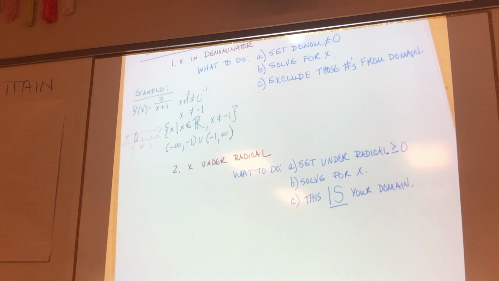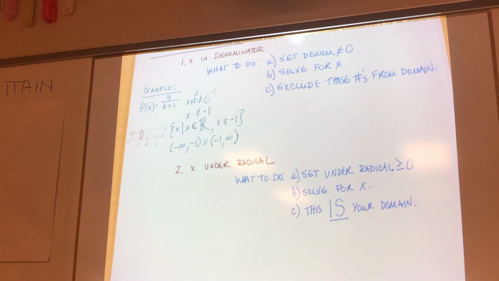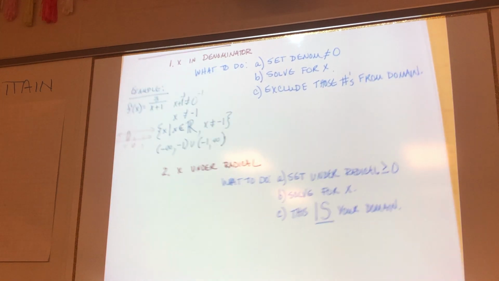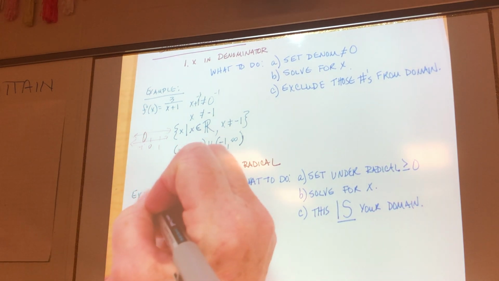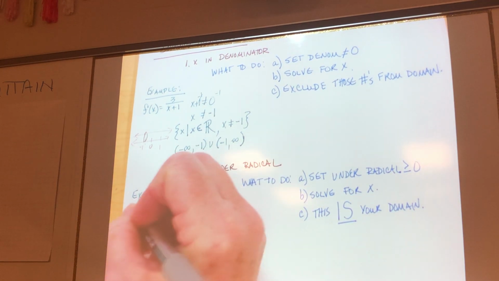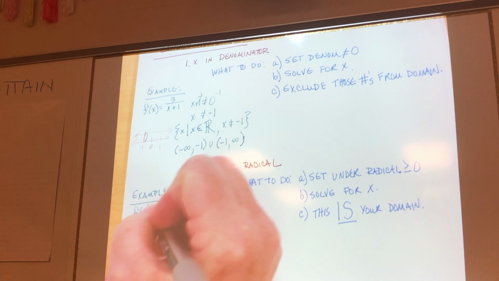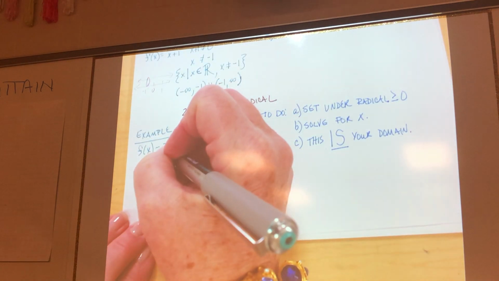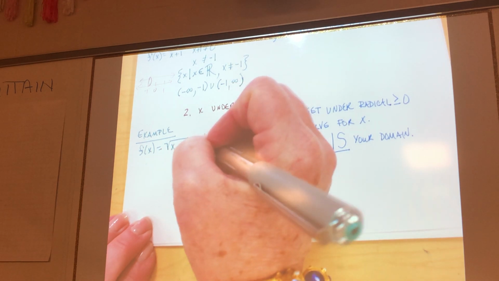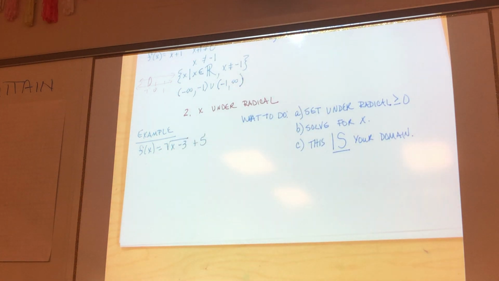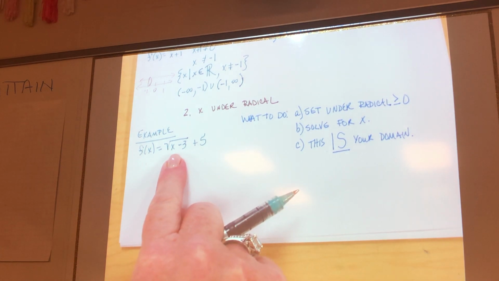What are we going to do now? What do you think we're going to do? Yeah, we're going to work an example. All right? So, example. f of x is equal to the square root of x minus 3 plus 5. The square root of x minus 3 plus 5. So let's look at this function and let's talk about its domain. All right? What are you thinking?